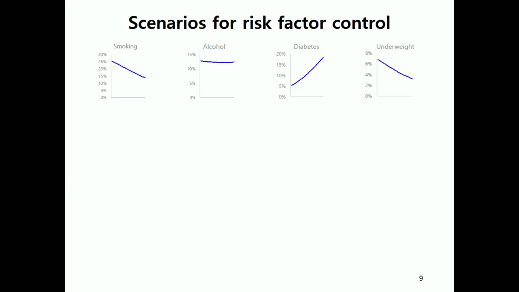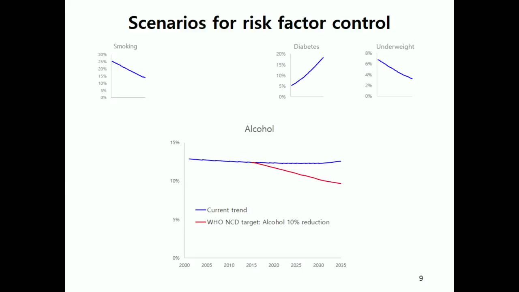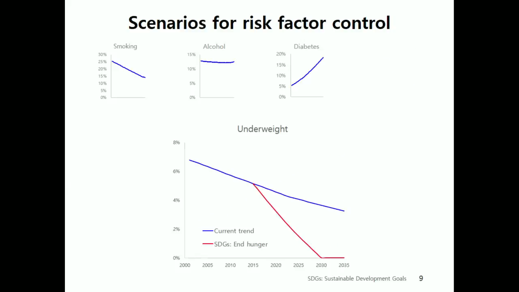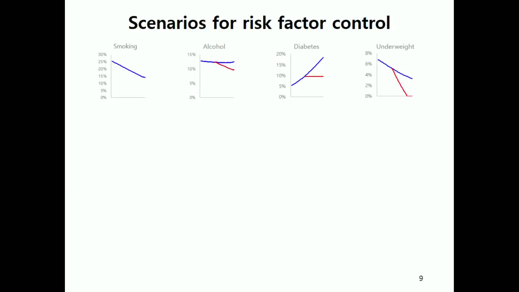Then we set scenarios for risk factor control, except for smoking, because the smoking rate has already declined and the goal of the smoking rate in 10 years in Taiwan can be reached if it follows the current trend. For alcohol use, the scenario was set according to the WHO NCD targets, that is a 10% reduction by 2020 compared to 2010, and then keeping this trend until 2035. For diabetes, the scenario was also set according to the WHO NCD control targets, so diabetes prevalence would stop rising after 2015. For underweight, we set the scenario according to SDG goal 2 on hunger, so the prevalence of underweight would reduce to zero by 2030. We also set a scenario in which these three control targets are achieved simultaneously.